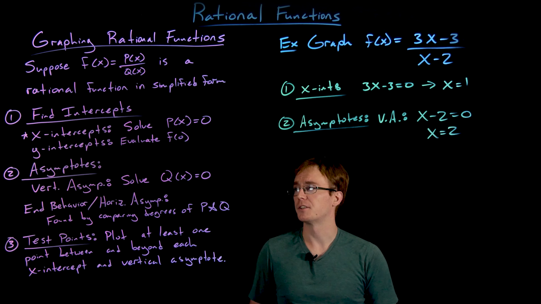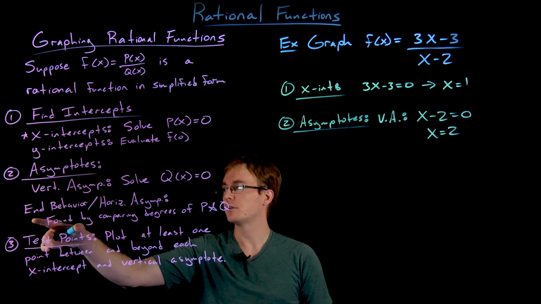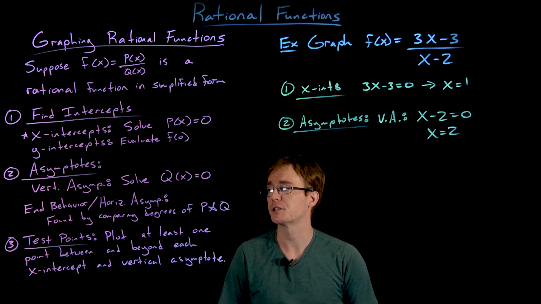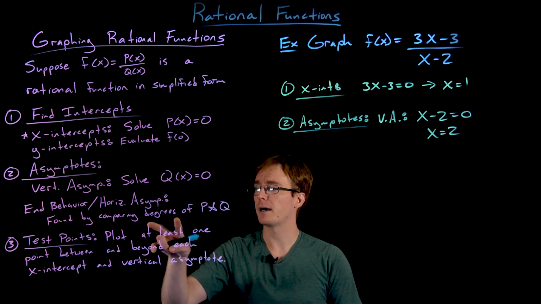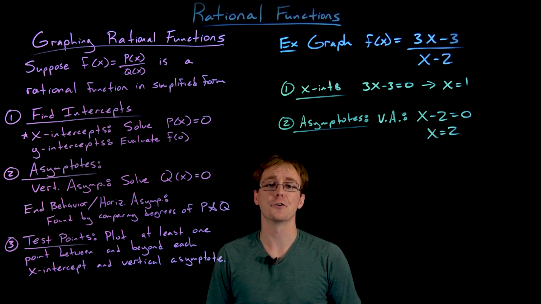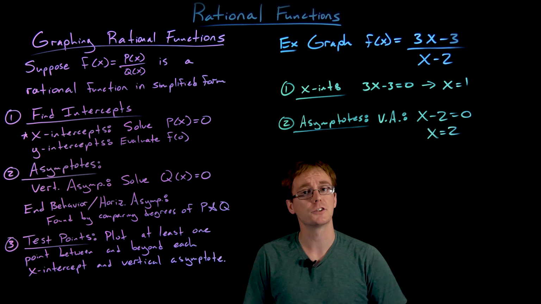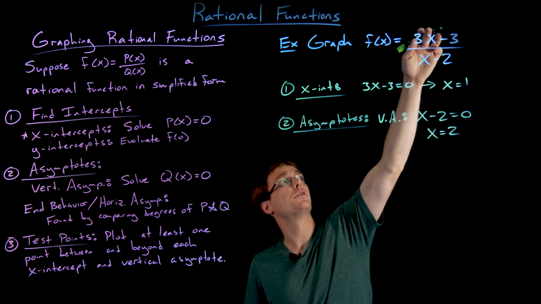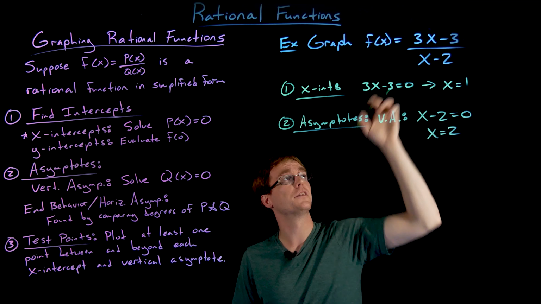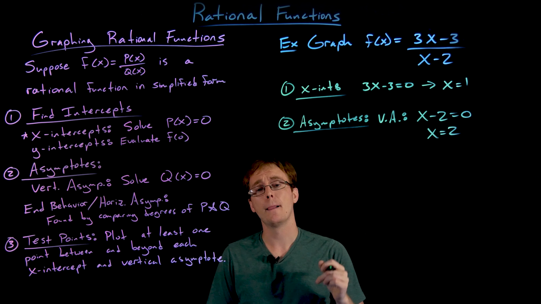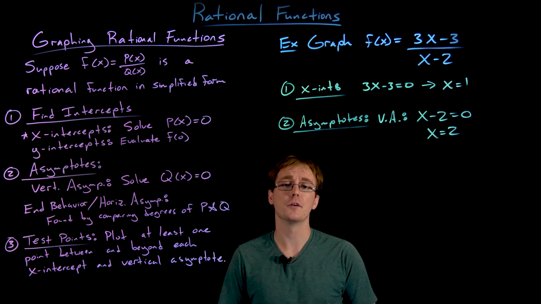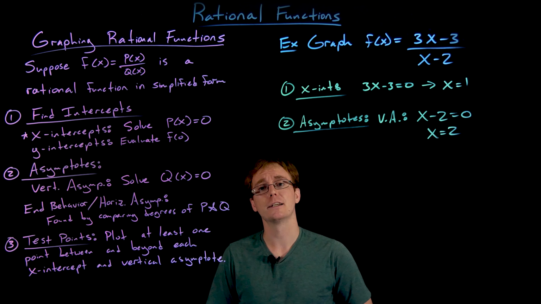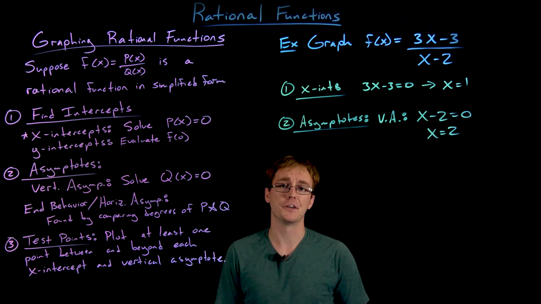We're not done with our second step, because now we have to investigate the end behavior of our rational function. Remember, this is done by comparing the degrees of our numerator and our denominator against each other. In the numerator, we have 3x minus 3. In the denominator, we have x minus 2. Both of these are degree 1 polynomials, so the degree of the numerator is equal to the degree of the denominator.